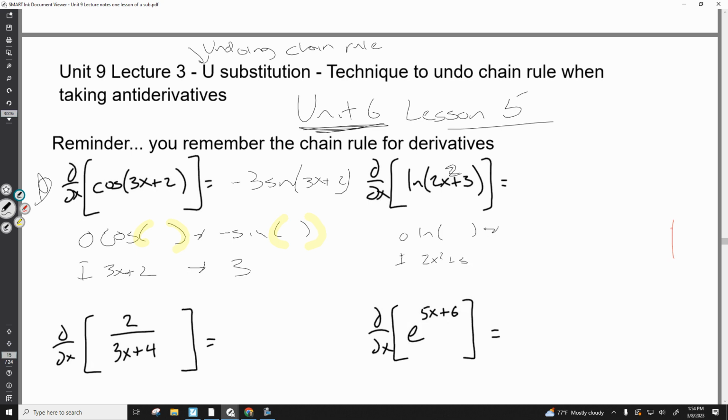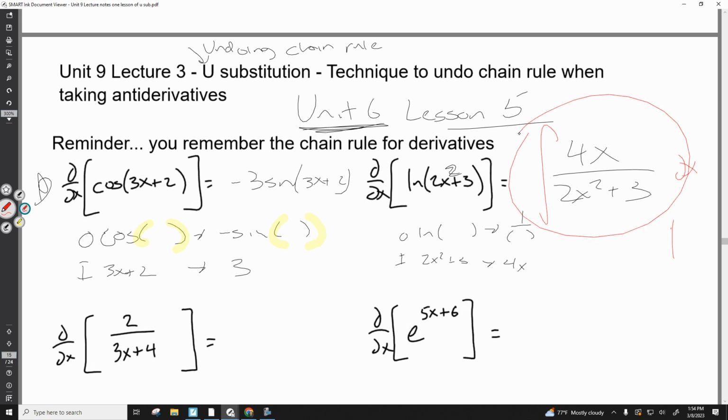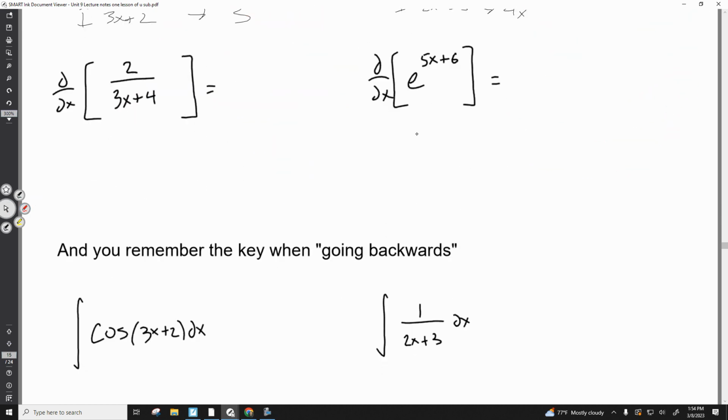Okay, we need to remember the derivative of the log function is a 1 over, or a negative first power. The derivative of the inside is 4x. We could write this as 4x over 2x squared plus 3. Okay, cool. Now, today's lesson, we're going to go backwards. We're going to take this, undo the chain rule, and get this. We're going to take this, undo the chain rule, and get this. I'll show you how.